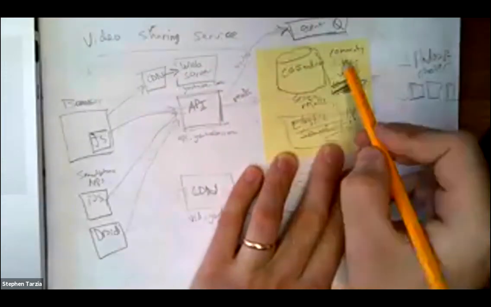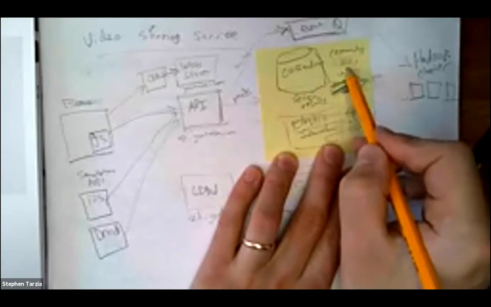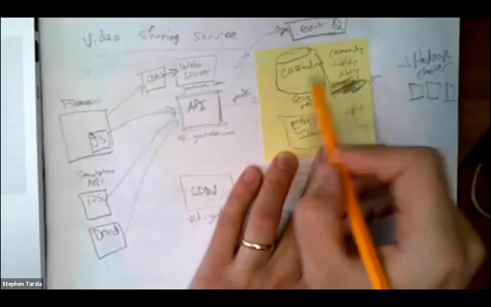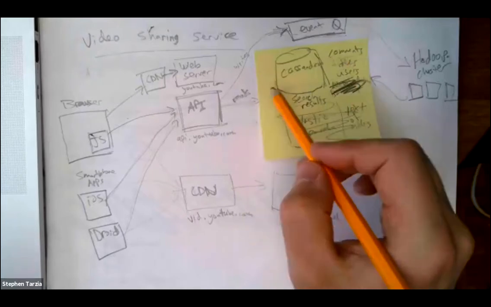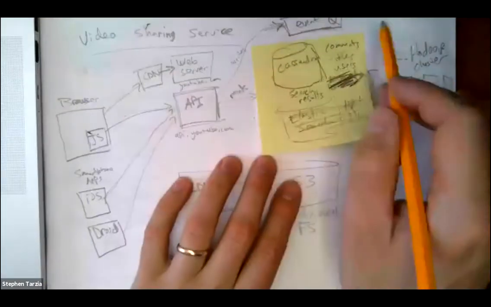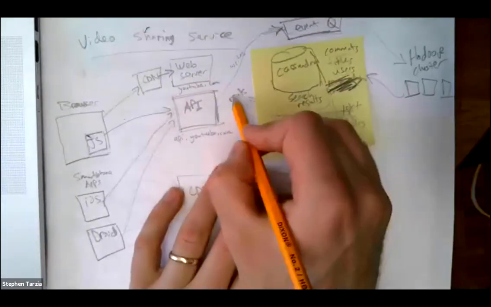This database also has things like comments and titles and users. If you have users creating new videos and new users signing up and stuff like that, that would also be written directly to the database without going through the queue, obviously. But this is mostly reads.